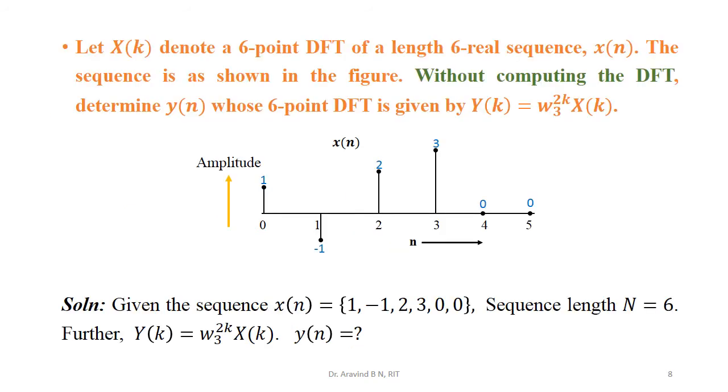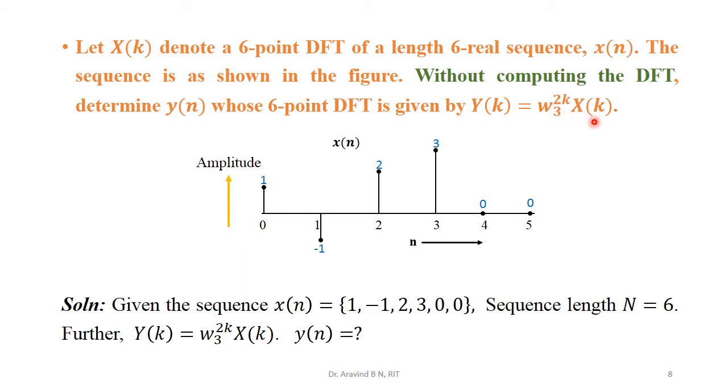Let us go through one more problem statement. Let X of k denote a 6-point DFT of a length 6 real sequence x of n. The sequence is as shown in the figure. Without computing the DFT, determine y of n whose 6-point DFT is given by y of k is equal to omega_3 to the power 2k into X of k.